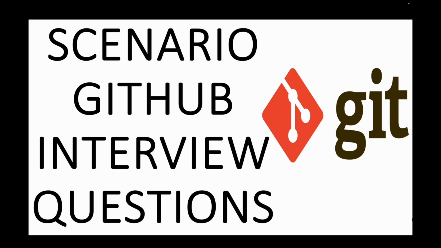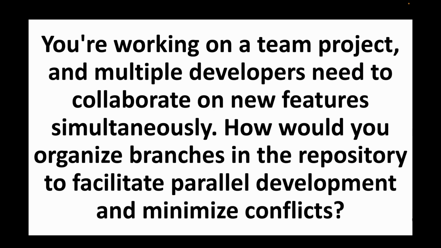So let's get started with this. The first question I have is you're working on a team project and there are multiple developers who need to collaborate on new features simultaneously. How would you organize branches in the repository to facilitate parallel development and minimize conflicts?